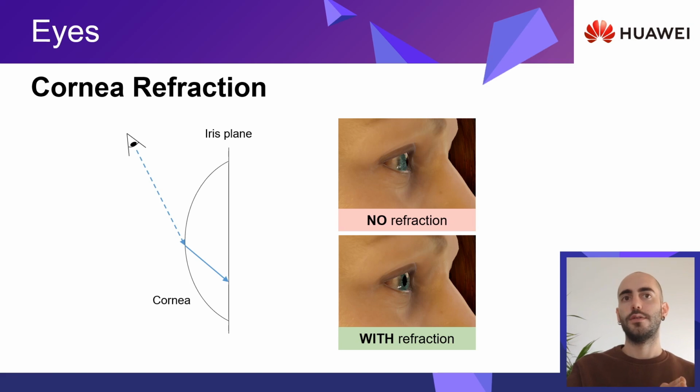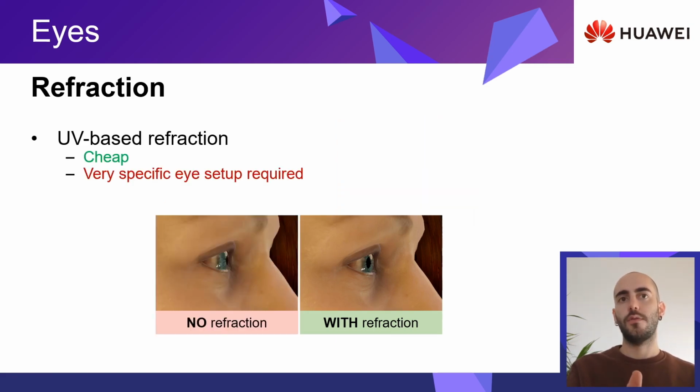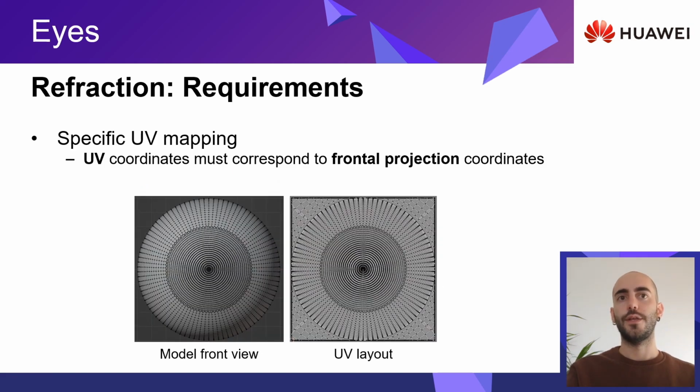The figure on the right shows the results obtained in O3D. In O3D, we compute refraction using UV coordinates and a specific eye model setup. This might involve a bit of extra work, but it is cheap in terms of performance. So now let's see the requirements. First of all, the UV map must correspond to the frontal projection of the model limited by its diameter, as we can see in this figure. Note that the directions between vertices must correspond as well, so a vertical line in UV space must correspond to a vertical line in the projected front view.